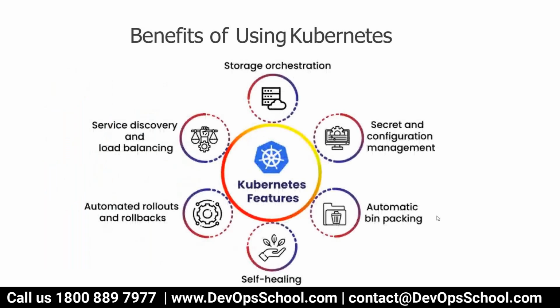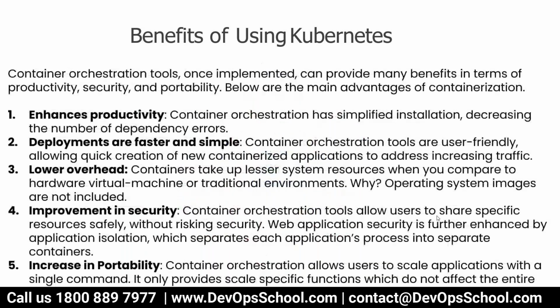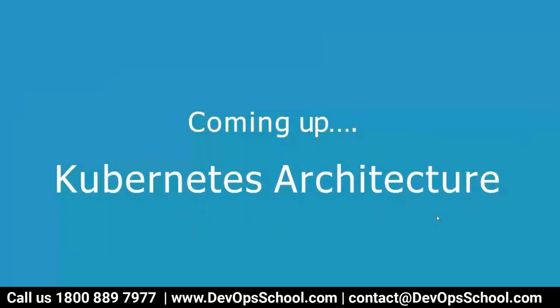So as I said, Kubernetes is doing lots of other services, which include storage orchestration, secret and configuration management, self-healing, rollout, rollback, automated service discovery, load balancing, and many more actually. So this is something which Kubernetes is providing, including enhancing your productivity. Deployments for application in production are faster and simple, lower overhead, improvement in security, increased portability and immutability, and things like that. So guys, did you understand what is Kubernetes now and why do we need it?